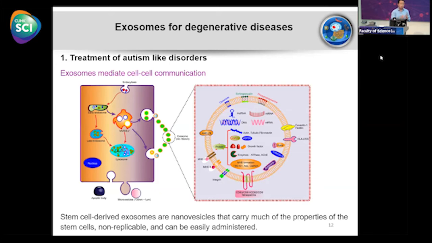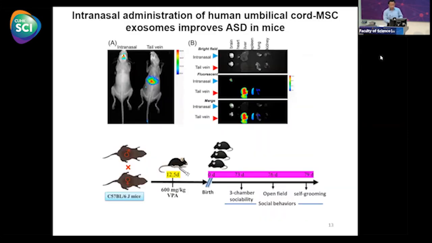So we can engineer exosomes so that they can carry the information or drugs we want into the recipient cells. One experiment we did is we used human umbilical cord mesenchymal stem cells. Exosomes from stem cells, we want to treat autism. We want to treat a difficult-to-treat disease like autism. Professor Rennie Schicksman talked about Parkinson's disease.